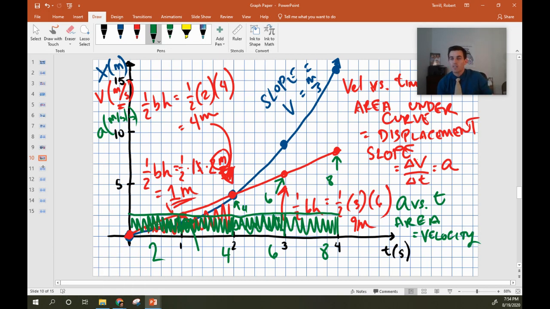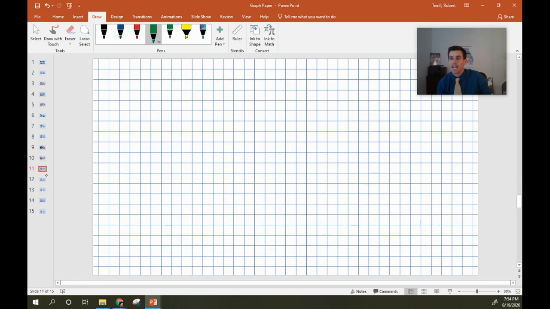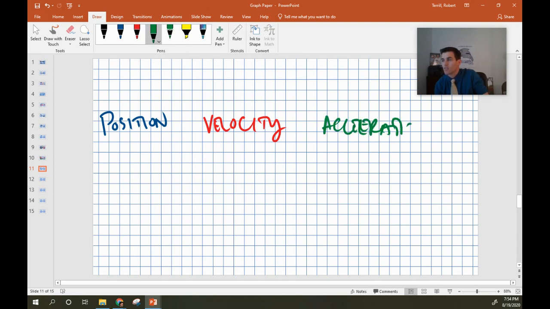So final takeaway. This is the part that has to go in your notes. We want to make sure that we definitely remember it. If we have a position, a velocity, and an acceleration graph, or acceleration graphs, then using the slope from the position graph, oops, let's rewrite that.